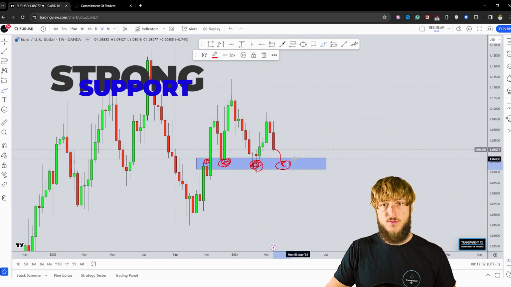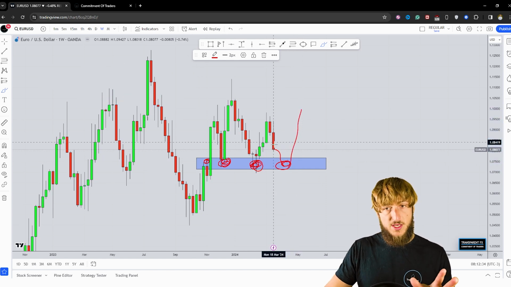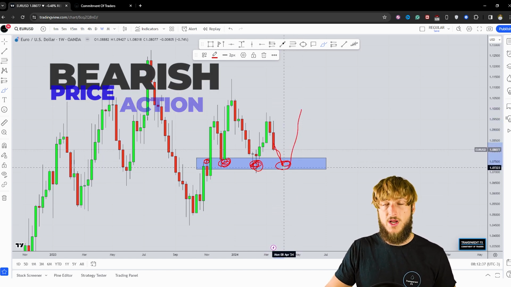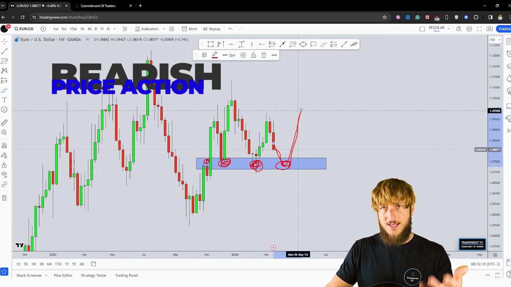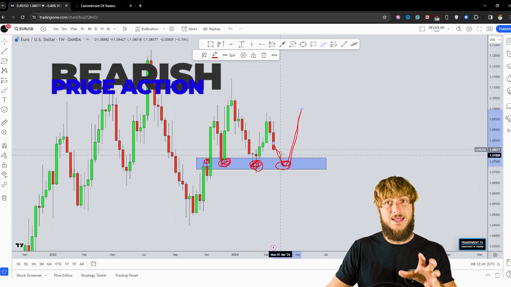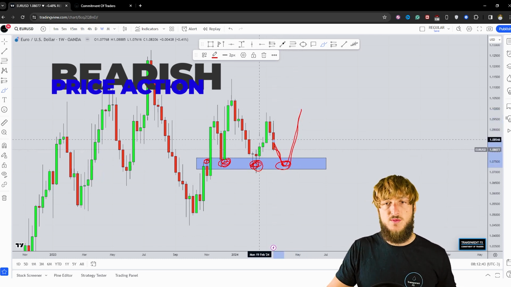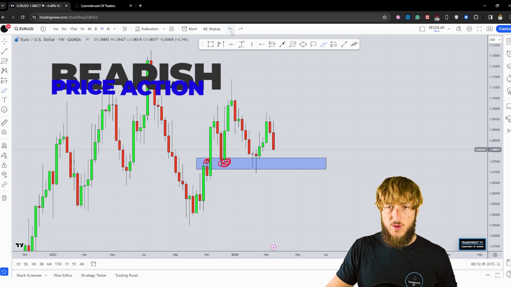So also from a weekly perspective, there is a possibility to see some short-term bearish price action being developed before, yes, then having more bullish continuation. But at least for the short term, there is a possibility to see more bearish continuation.